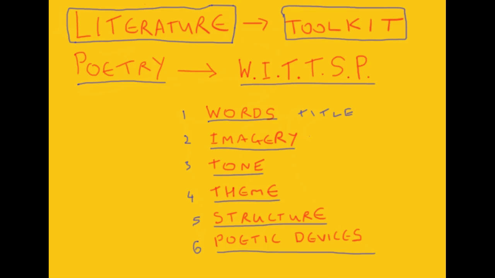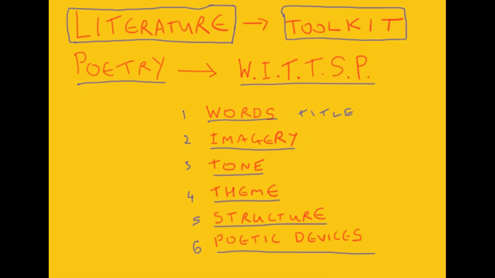What we're trying to pick up with the first part of the toolkit is that the poet has used specific words in the poem. Every word has been chosen carefully, and if we consider the words he's used, we can understand more and more what the poem is about. Similarly, the imagery that the poet has used can help us to understand what the poem is trying to tell us.